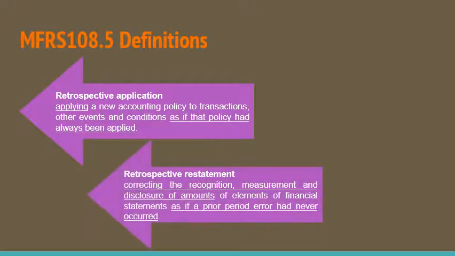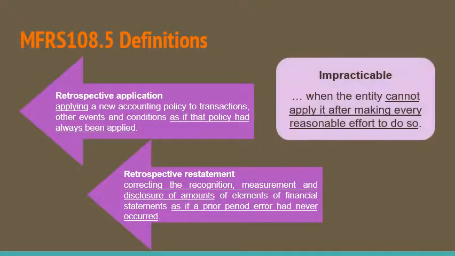And then we have retrospective restatement, which means correcting the recognition, measurement, and disclosure of amounts of elements of financial statements as if a prior period error had never occurred. It is somewhat similar to applying the new accounting policy in terms of looking backwards. In this case, we look back to the time where the error occurred and try to correct the error. Thus, we also need to correct all relevant values in relation to that error until the current period when the error is discovered. Note that retrospective restatement is defined in a way that it is meant for correcting prior period error.